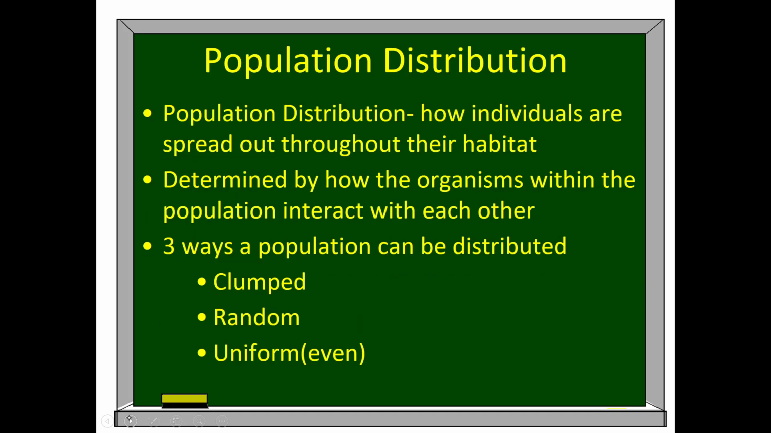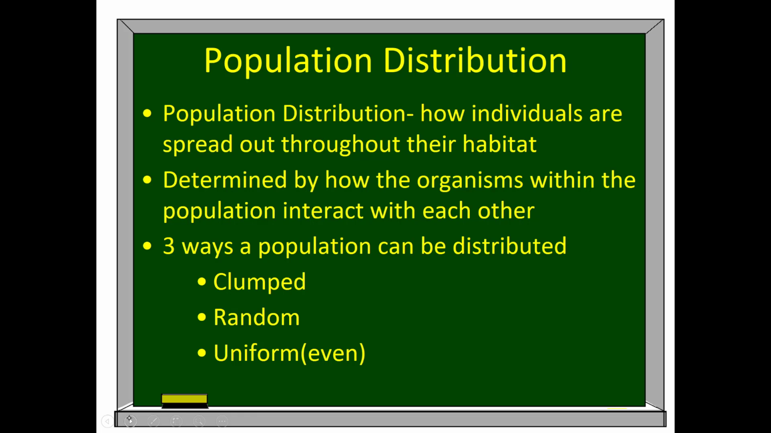Now, if we look at population distribution a little bit further, again, population distribution is just how the individuals are spread out throughout their habitat where they're living. Okay, and it's going to be determined by how the population interacts with each other. So do they hunt together like a pack of wolves? Do they have more competition in their hunting, or do they spread out more? It's going to really depend on how that population works together or maybe against each other.